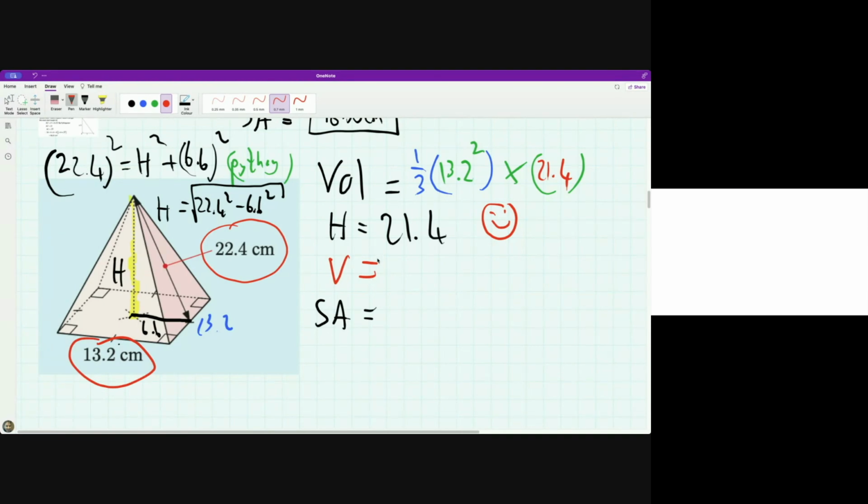Times that. I get a volume of 1242.9 centimeters cubed. Now, that is perfect. I want everyone to now try and find me the surface area of the square pyramid. Can you find me the surface area of the square pyramid?